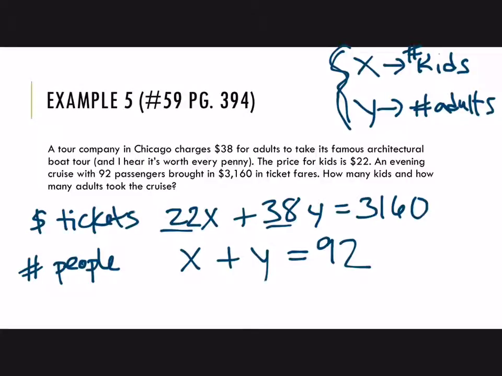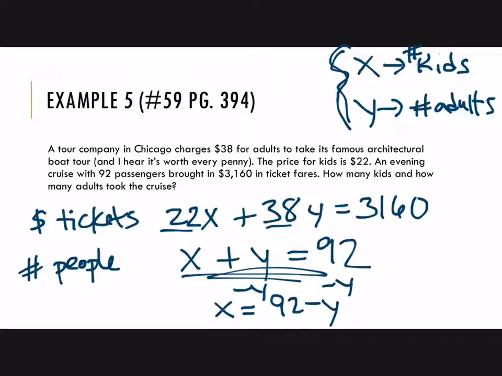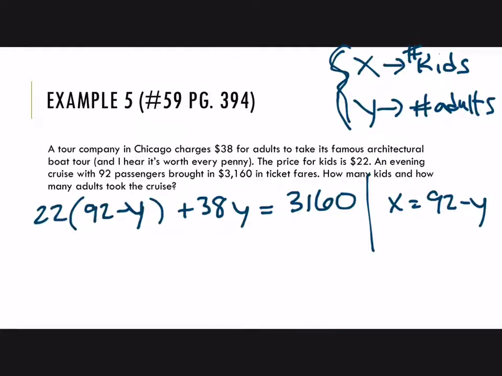So I'm going to rewrite this second equation. I'll solve this for either x or y, and I'll choose x. So I would subtract y from both sides and get x equals 92 minus y. And then I'm going to substitute that into the first equation in place of x. Okay, so I've rewritten that, and now I just need to use the distributive property and start simplifying this, and try to solve for y.